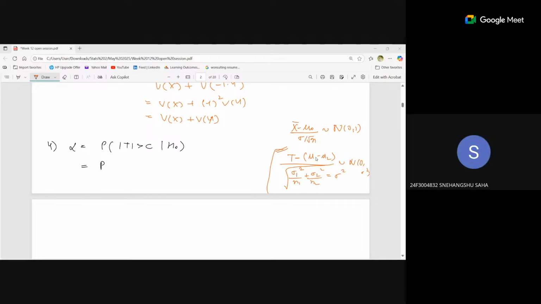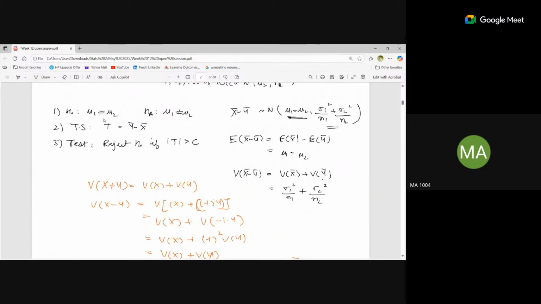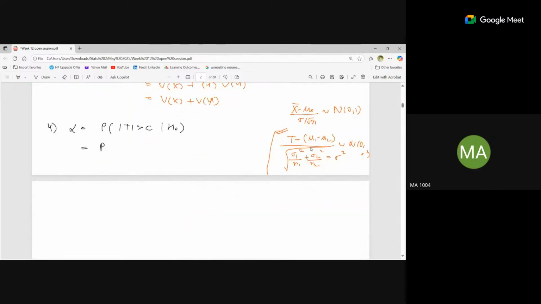Ma'am, mu1 minus mu2 can be any value. Why 0? The null hypothesis is that I am considering mu1 equal to mu2. So now this will be normal 0, comma sigma square. Is the equation clear? Give me a thumbs up.